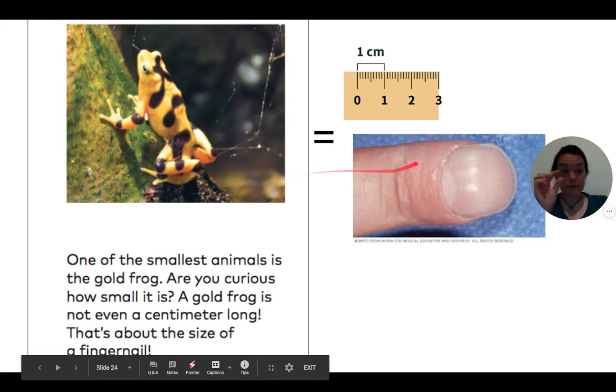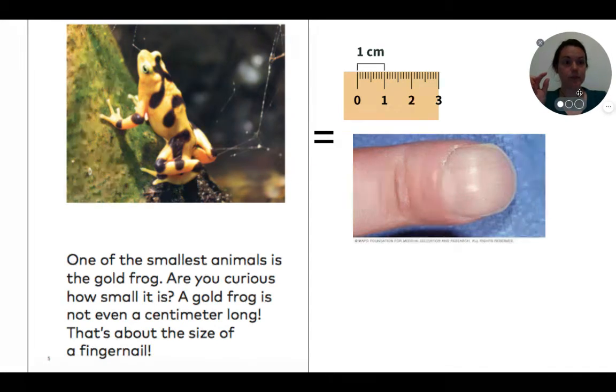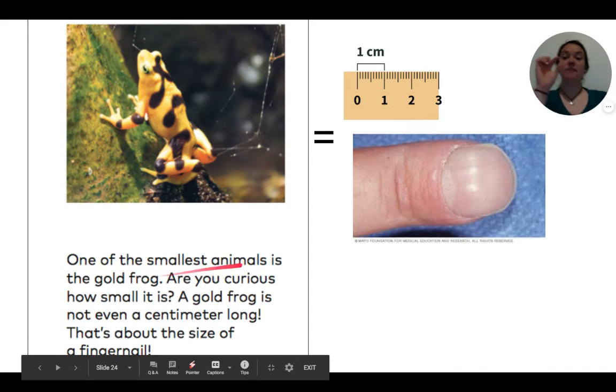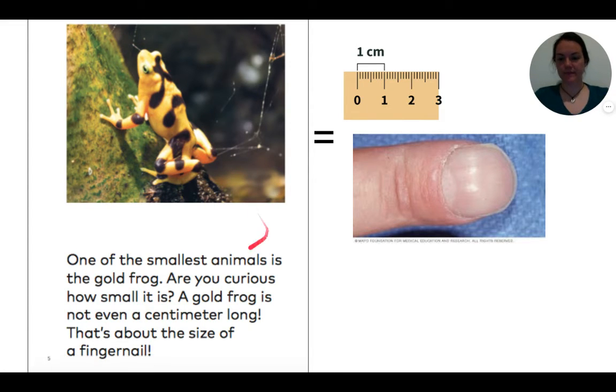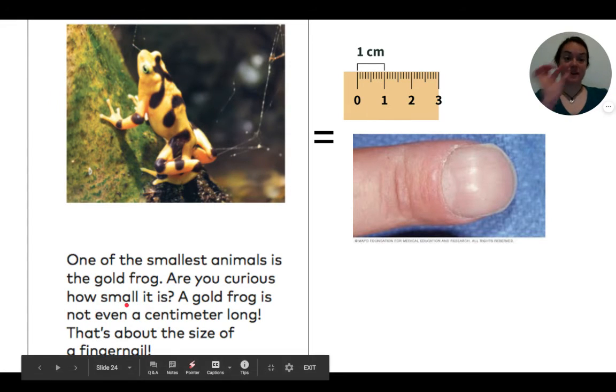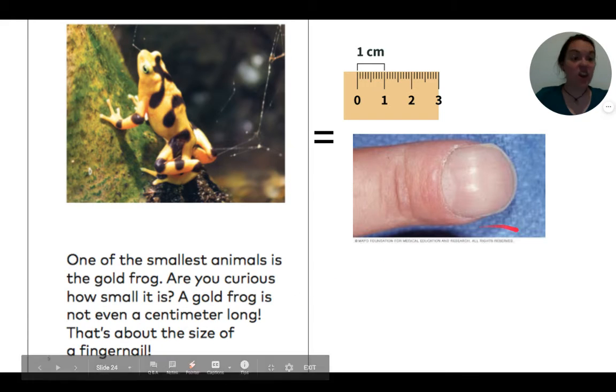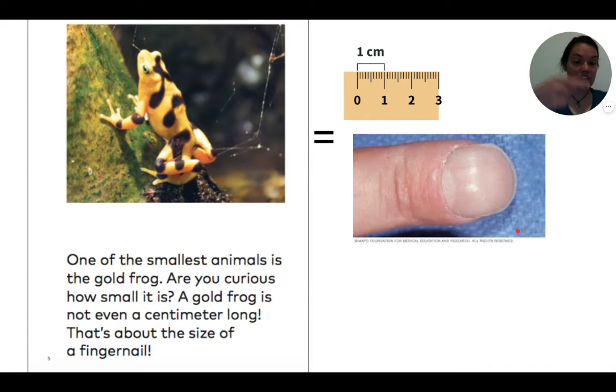One of the smallest animals is a gold frog. This is a gold frog. Are you curious to see how small it is? A gold frog is not even a centimeter long. That's about the size of a fingernail. So if you look at your fingernail right here, that's the size of this frog right here.